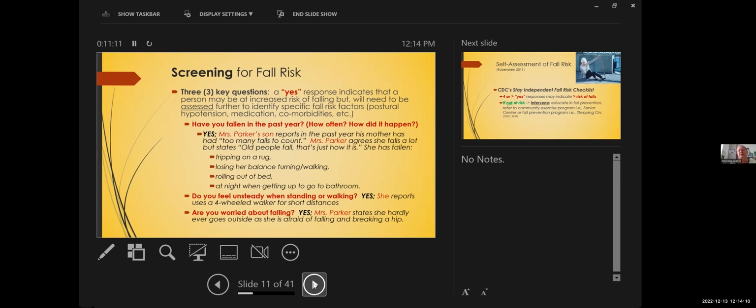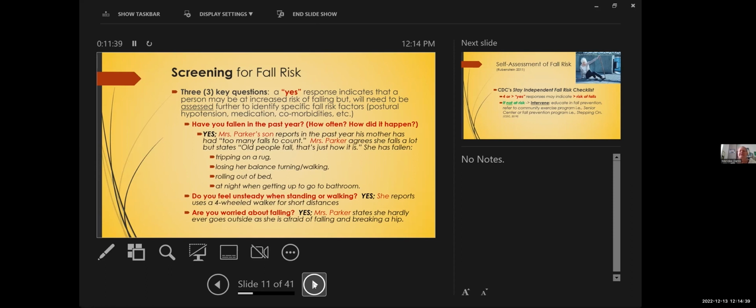When you do screening for fall risk, a simple way you can do it is doing 3 key questions. A yes response to any of these 3 questions may put the person at increased risk of falling. And if they answer yes, there should be a follow-up assessment to specifically find out what might be causing the fall risk. So those 3 questions are, have you fallen in the past year? And I would follow that up with how often and how did it happen?